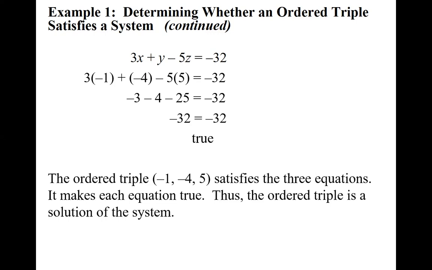So checking with three variables, not so different than checking with two variables. The difference is the time that you spend doing it. With two variables, you were checking two substitutions and two equations. With three variables, you're checking three substitutions in three equations. So instead of doing 4 things, you're doing 9 things.